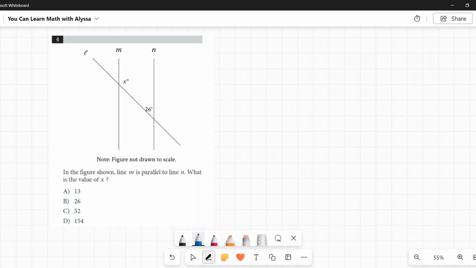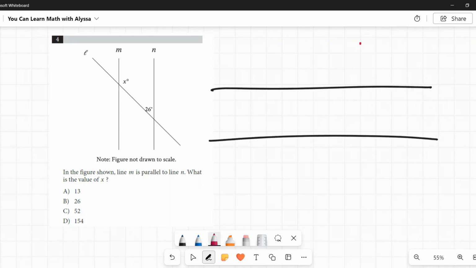In the figure shown, line M is parallel to line N. What is the value of X? When we have two parallel lines, and then we have a line across them, which is called a transversal, you're going to hear that a lot, there's a whole bunch of theorems and relationships between all the angles that are formed. In sort of broad general terms, and I'll put links to videos down below that explain why all this is true. But just for this, I'm just going to tell you what's true.